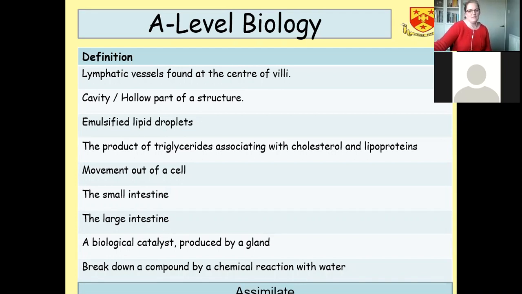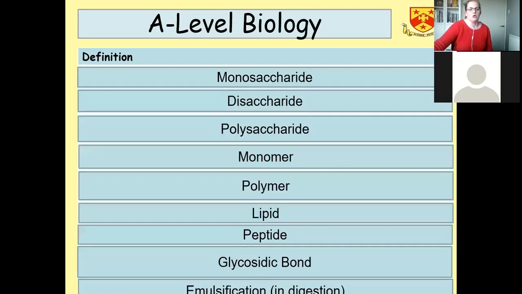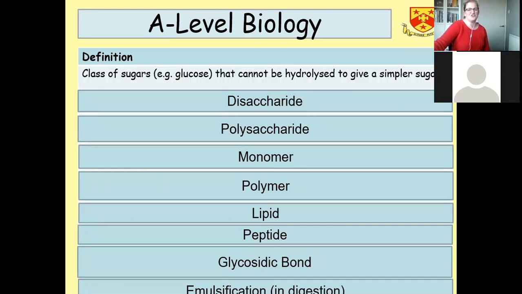And then we have assimilate. And assimilate is when our nutrients in our food are taken into the cells of our body, so we assimilate them inside our body. So a couple of other things we're going to go through as well. Monosaccharides. Monosaccharides we've talked about before, carbohydrates. So they're a class of sugars. They cannot be hydrolyzed to give a simple sugar. So these are monosaccharides. We can't make them any more basic.